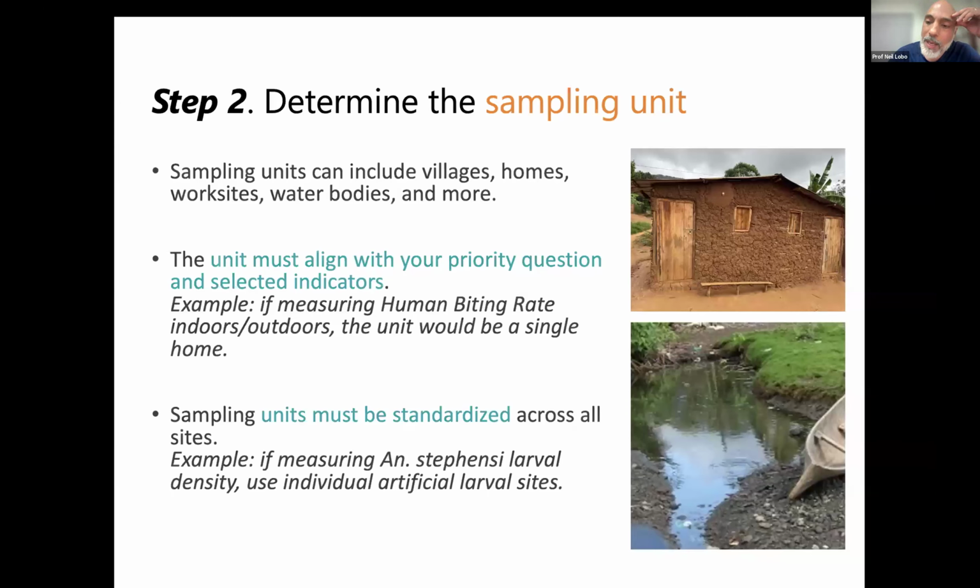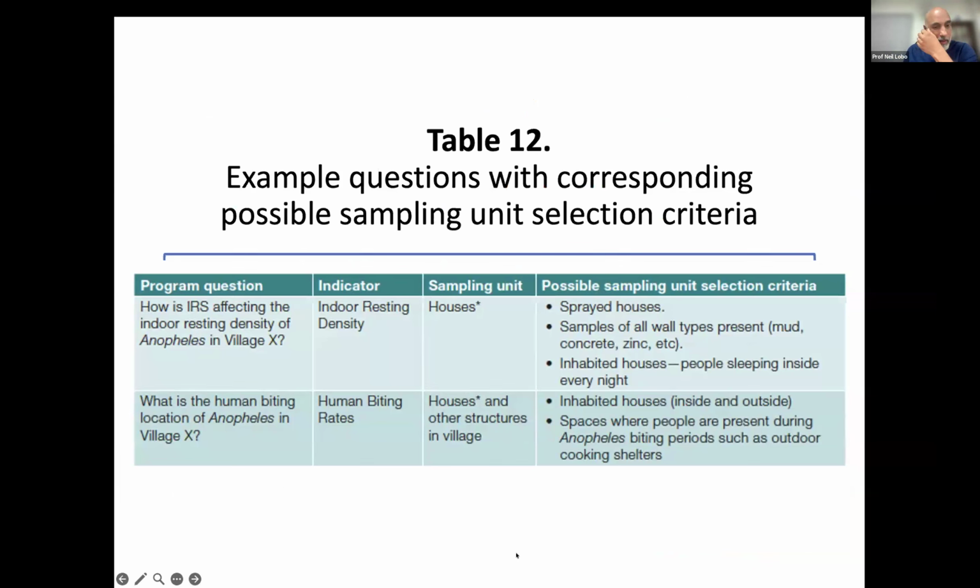So you'd have two types of sampling units to answer the same question, and you want to have the sampling standardized across your entire study. I hope that made sense. So in table 12, we have example questions with possible sampling unit selection criteria.